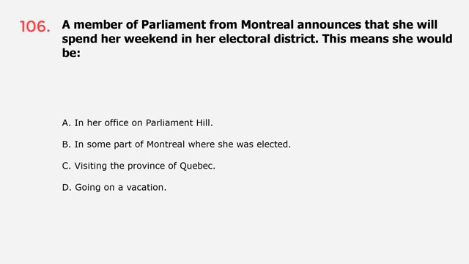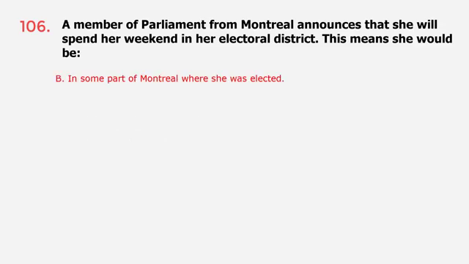Question 106. A member of Parliament from Montreal announces that she will spend her weekend in her electoral district. This means she will be A. In her office on Parliament Hill. B. In some part of Montreal where she was elected. C. Visiting the province of Quebec. D. Going on a vacation. The answer is B. In some part of Montreal where she was elected.